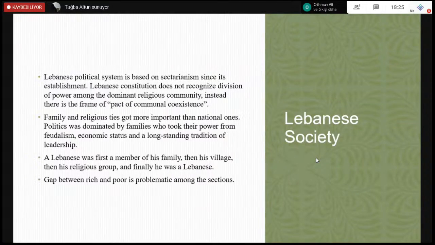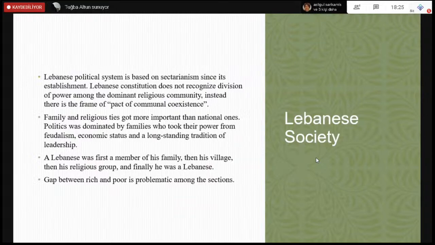And before the civil war, different religious groups were also divided economically. Christians were controlling business and trade, the Muslims were mostly working as industrial workers, and Shiites were the poorest. When the war began, those groups fought with each other and also within themselves. The gap between rich and poor is problematic among the sections. There is an economic and social gap in every group, but it is more concrete between Christians and Shiites. Also, power is distributed unequally. Christians are more powerful, although the Muslims are the majority, and they become political elites.